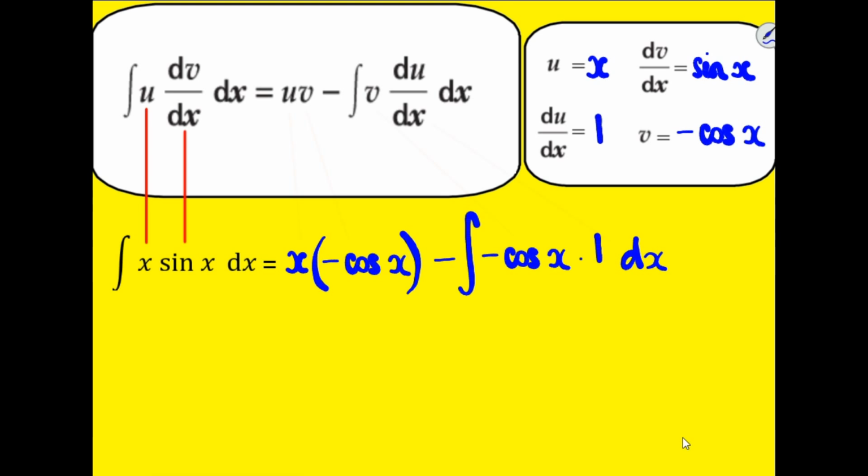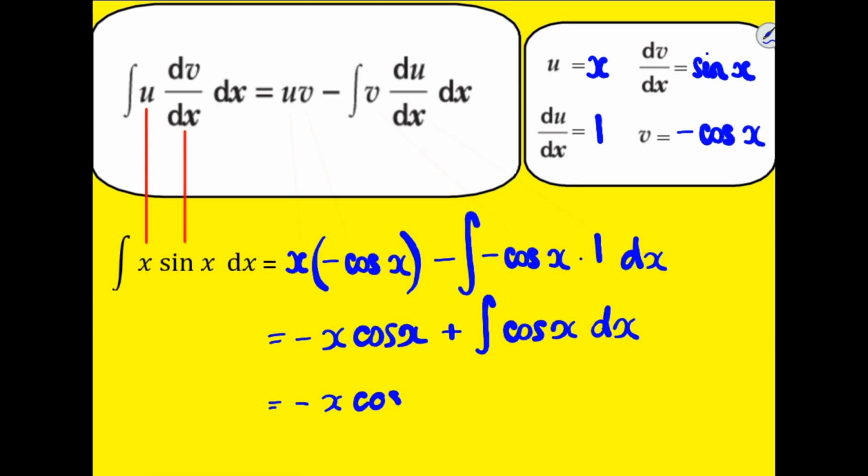Now, all we need to do is just neaten up the expression. The first term becomes negative x cosine x, and the second expression is simply the integral of cosine x. So finally, our final answer is negative x cos x plus sine of x plus c. Don't forget the constant c.